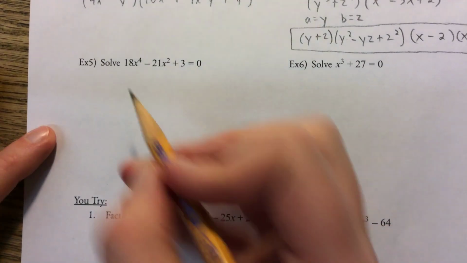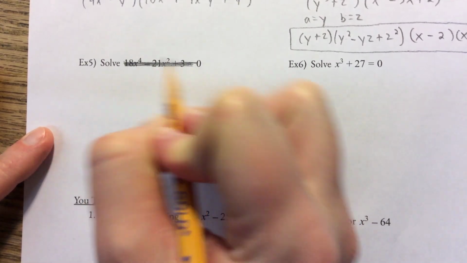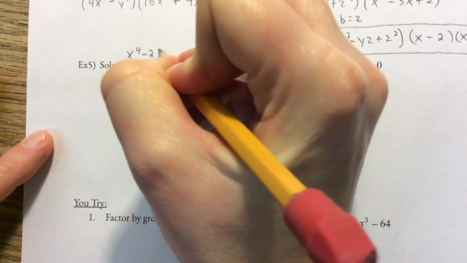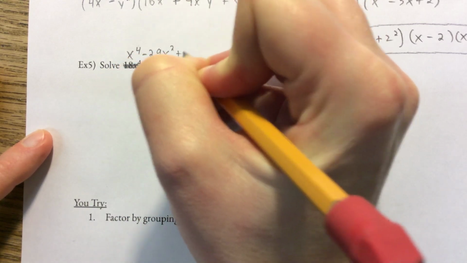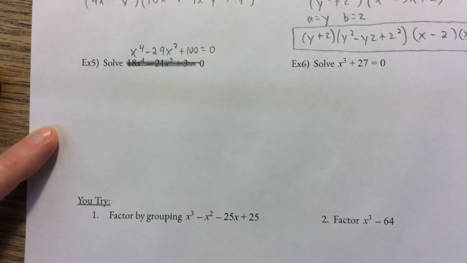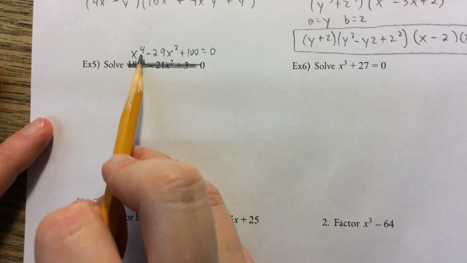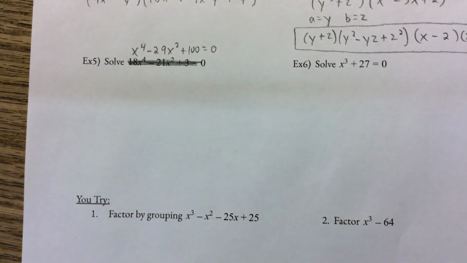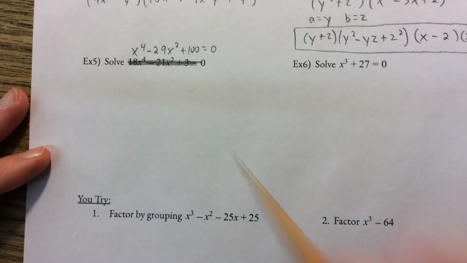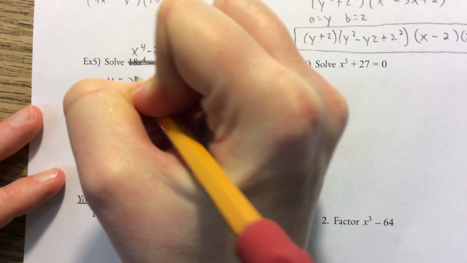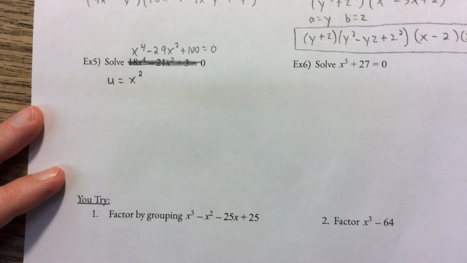Okay. Now this one, if yours has that, we're going to change it. x to the fourth minus 29x squared plus 100. Alright, so now we're actually solving. So we're going to factor them and then set our factors equal to 0 and solve. As you can see, this is a fourth power and this is a squared power. So I can actually rewrite this so that it looks like a quadratic like we're used to. So I'm going to use the letter u here, and I'm going to say u is equal to x squared.